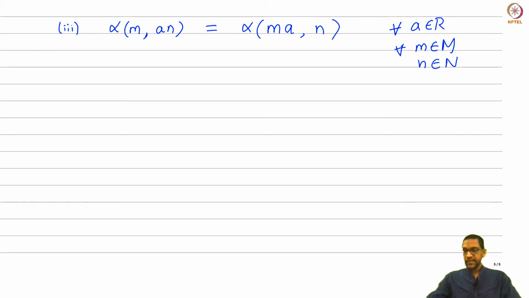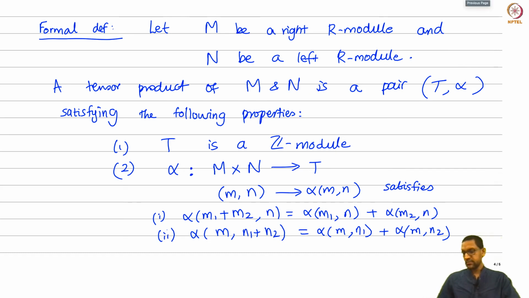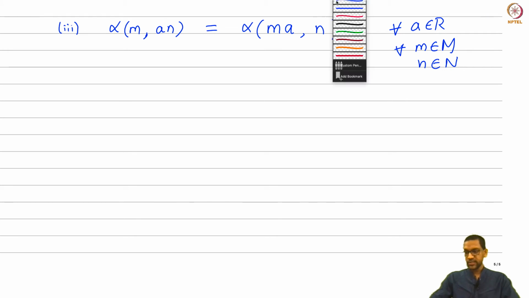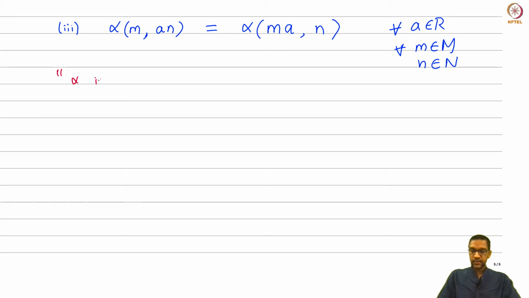So this third property is the new notion. The other two are similar as before. These are for all m1, m2 in M and n1, n2 in N. Now this alpha satisfies these three conditions. This third condition, or maybe the set of these three conditions, is called, so we say that alpha is an R balanced map.